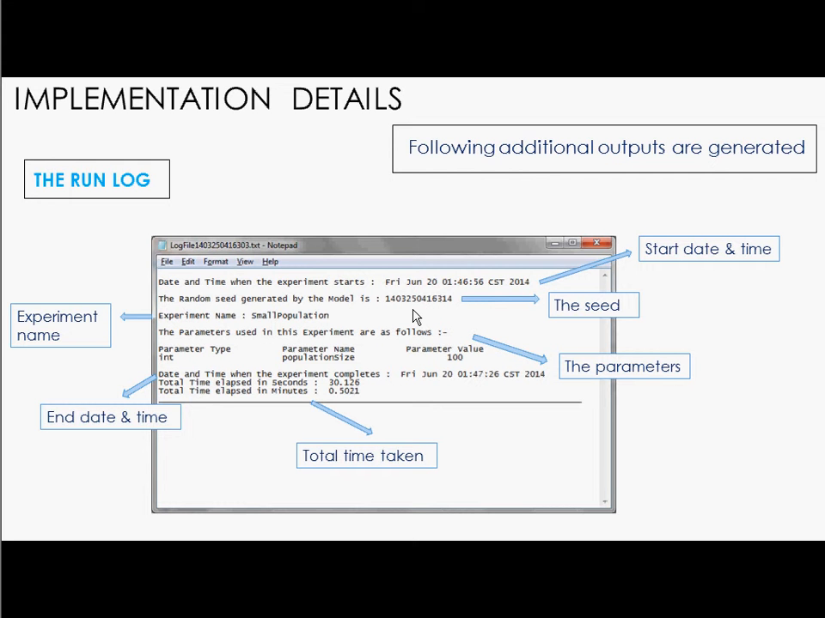This is actually required when we have more than one experiment for a model. It also provides us with the parameters which are governing the model. By that I mean that the parameters which are present in main are actually preserved or written here. And finally, it provides us with the end date and time and the total time taken by the experiment to complete.